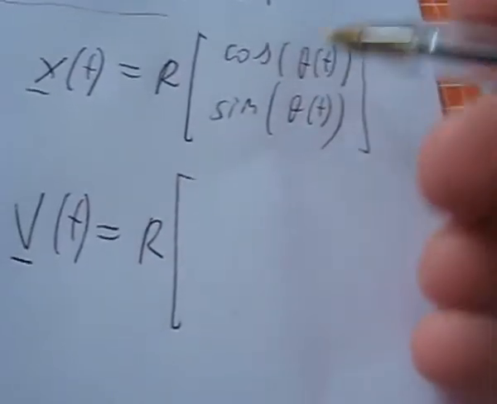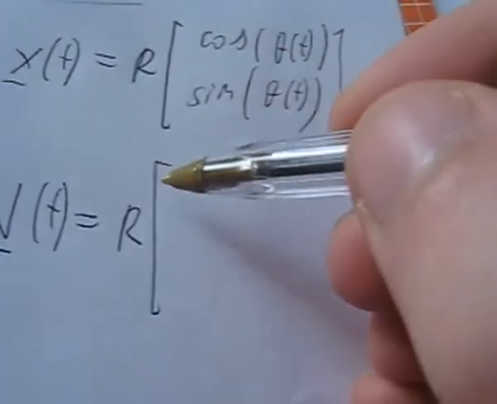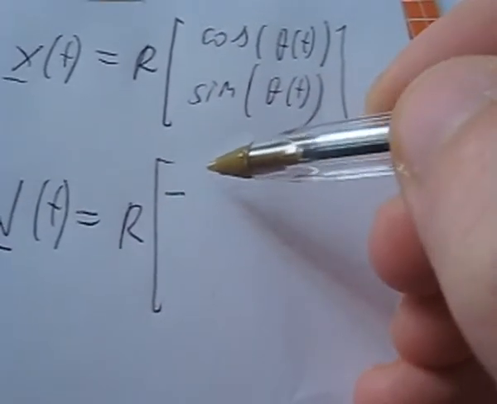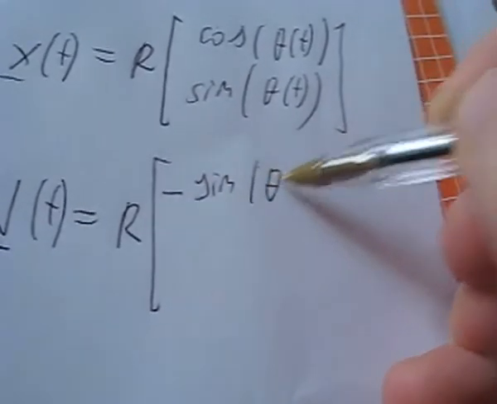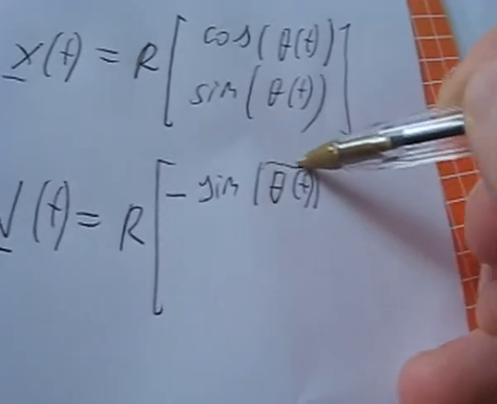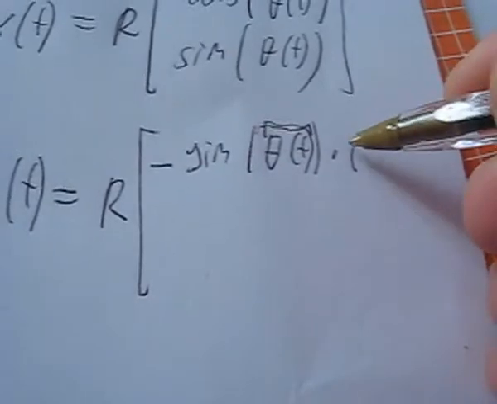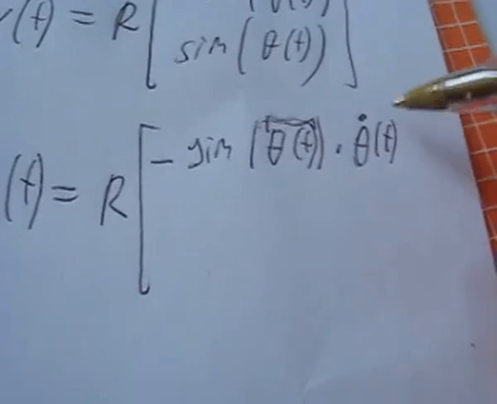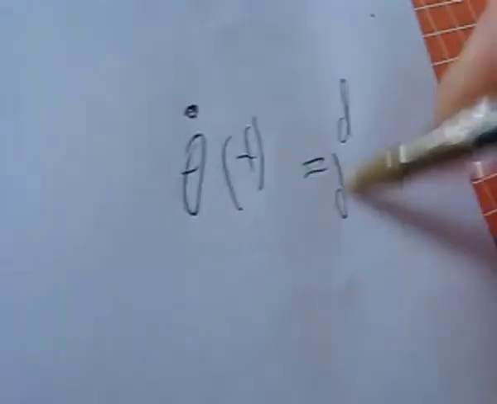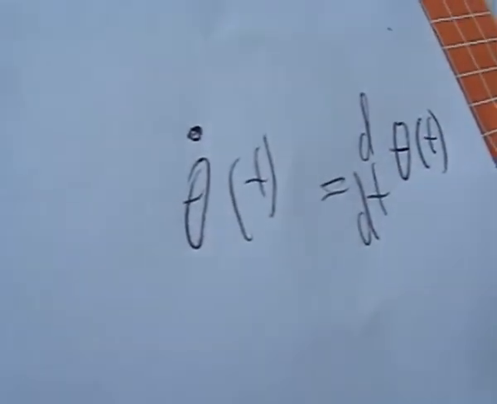If this were cosinus of x, what's the derivative of cosinus? From the table of derivatives, it's minus sinus of theta. I have derived with respect to this thing, but I must remember to multiply by the derivative of theta of t, which we indicate this way. Remember, this always means the time derivative of theta as a function of t, or of any function.